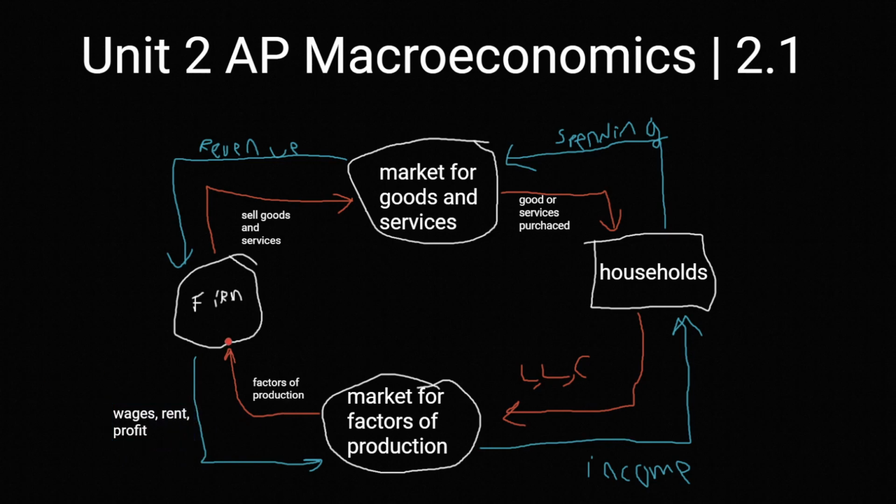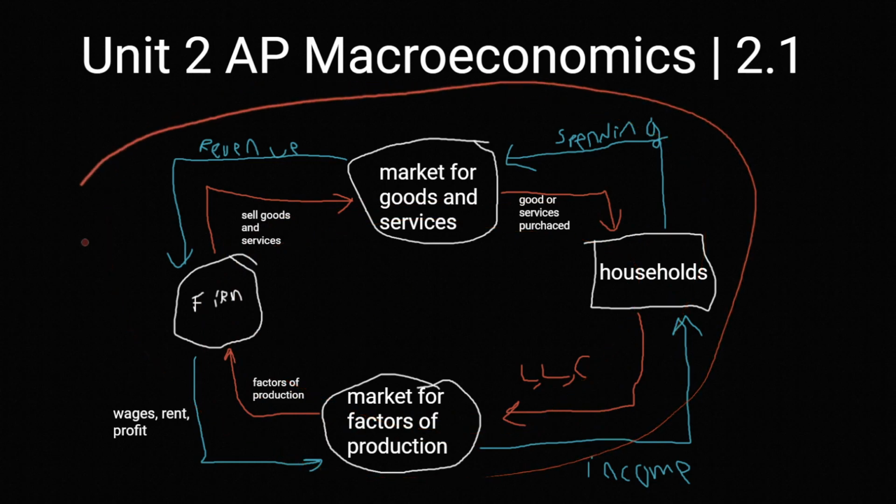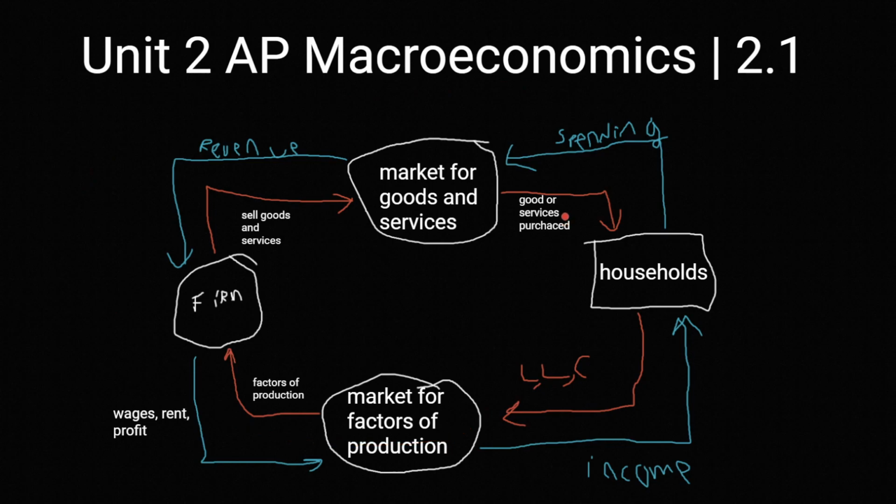So you can see this kind of loop of resources and goods and services going one way, and you can see the flow of money going the other way. And if you ever forget, just think of households and what they do, and then you can work your way around the circle from there.